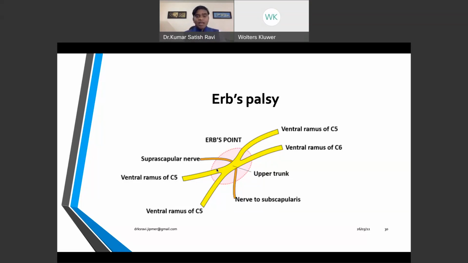Now, when we see this anatomically, Erb's point is a site at the upper trunk of the brachial plexus, located 2 to 3 centimeters above the clavicle, which is formed by, as I said, the union of the C5 and C6 roots, you can see over here, which converge to form the upper trunk and divide into the anterior and posterior divisions. Whenever there is an injury to this point, that clinical condition we call Erb's palsy. Now, what are the causes behind this Erb's palsy? We'll see in the next slide.